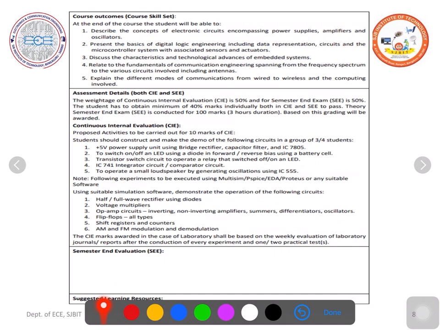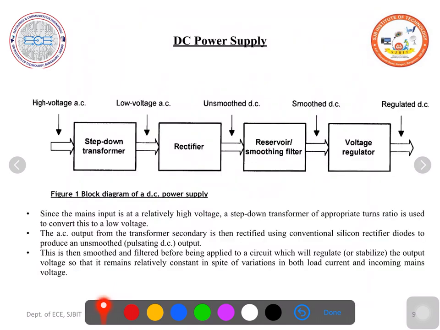Out of 50 marks of CIE, 10 marks are for conducting a few experiments. There are totally 5 experiments and 6 simulation experiments. Let us directly move on to the first topic, the DC power supply.